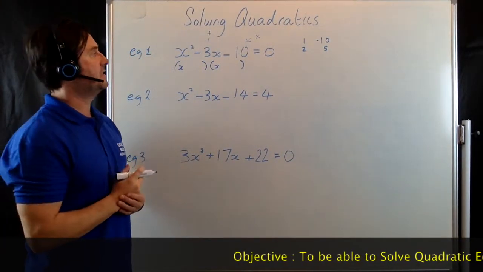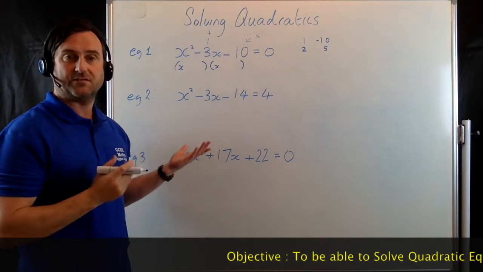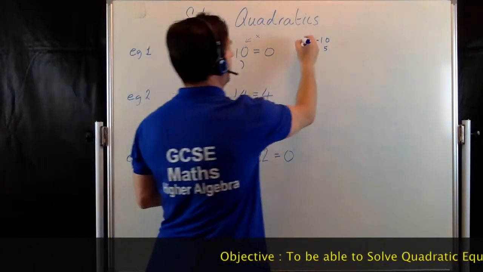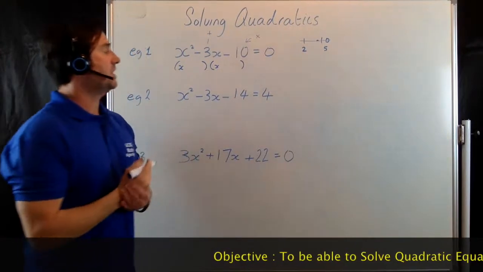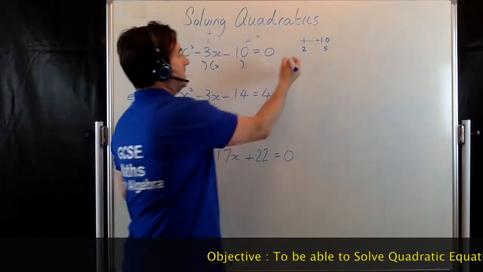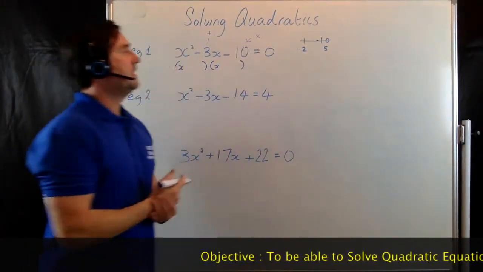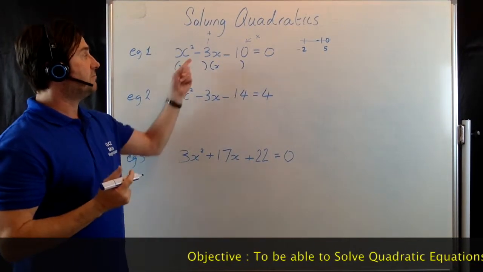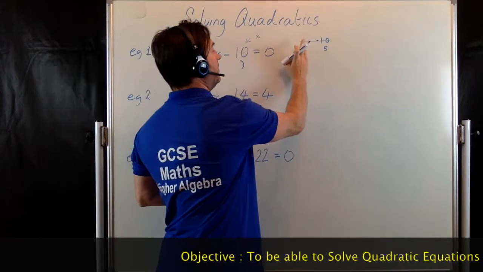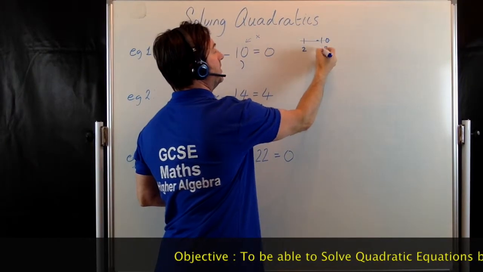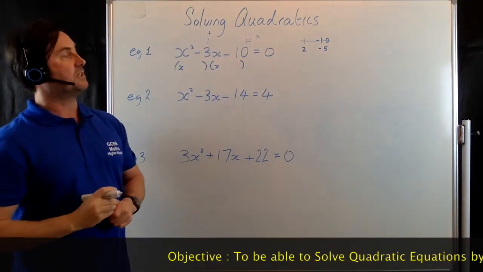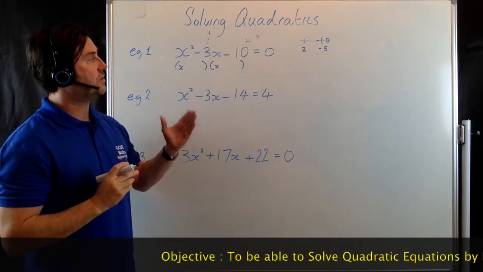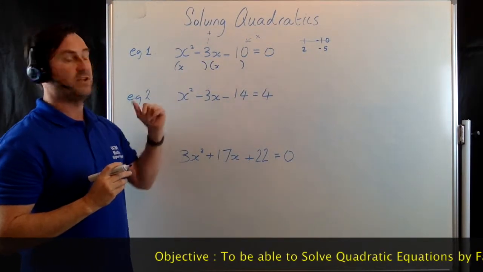Does that add to give negative 3? No, it gives negative 9. So it can't be that combination. Let's have a look at the second one. Could it be negative 2, times 5 gives you negative 10, but negative 2 add 5 gives you positive 3. So this must be the opposite way around. 2 times negative 5 gives you negative 10, and 2 add negative 5 gives you negative 3.